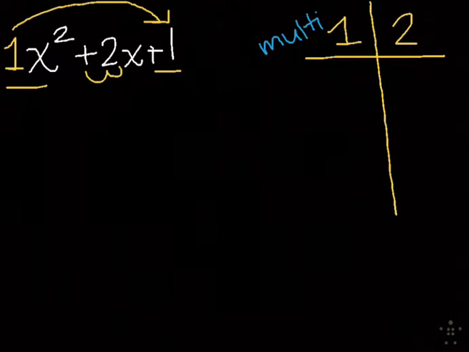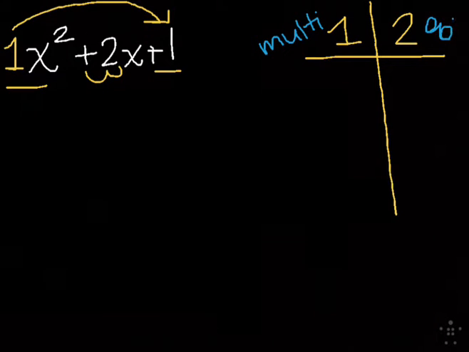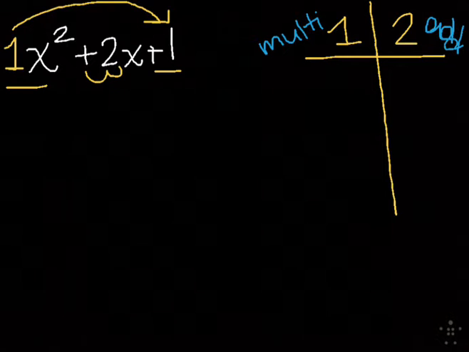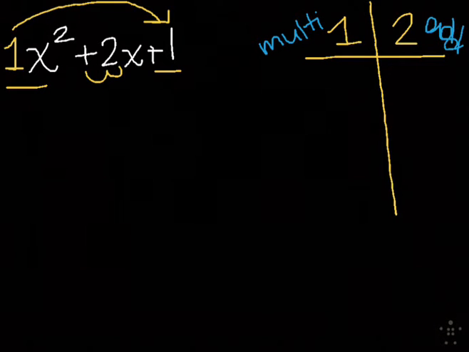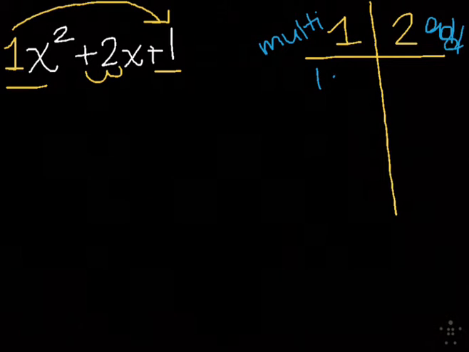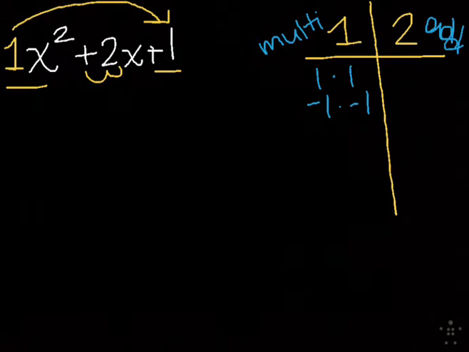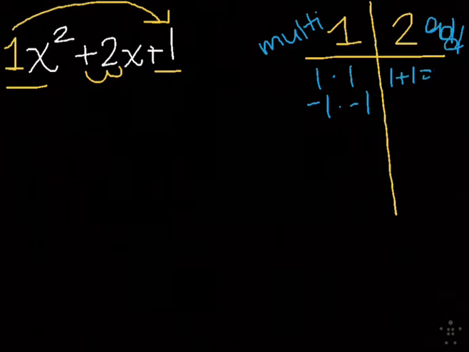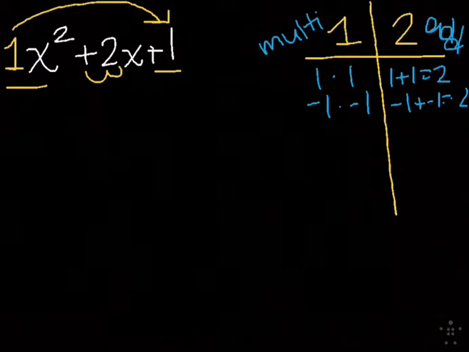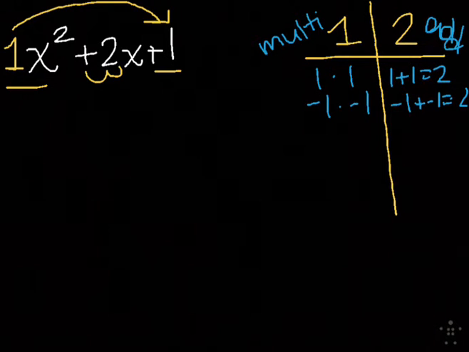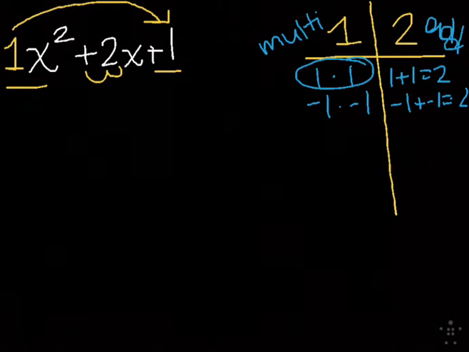And we're looking for numbers that multiply to the first number and add to give us the middle number. All right? So what multiplies to 1? 1 times 1 is 1. Negative 1 times negative 1 is also positive 1. Well, 1 plus 1 is 2. Negative 1 plus negative 1 is negative 2. So the one that fulfilled it, where we had a positive 1 and a positive 2, was this one. So these are the factors we're going to use.